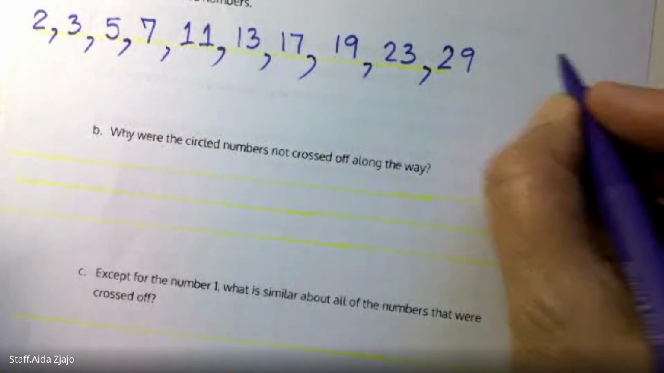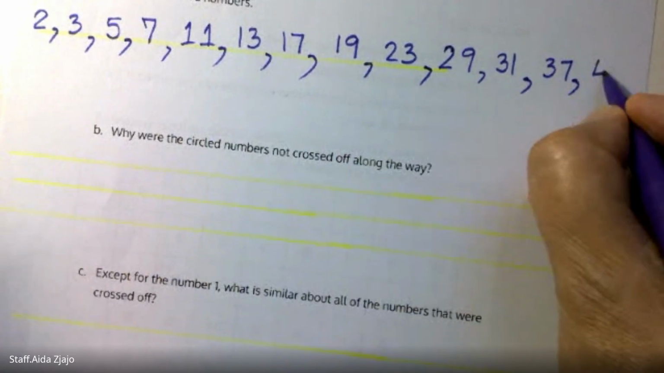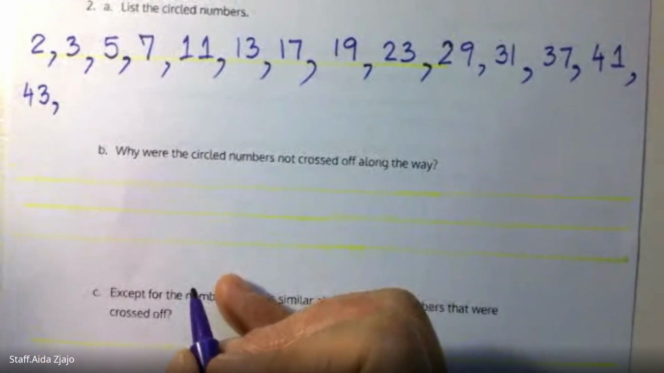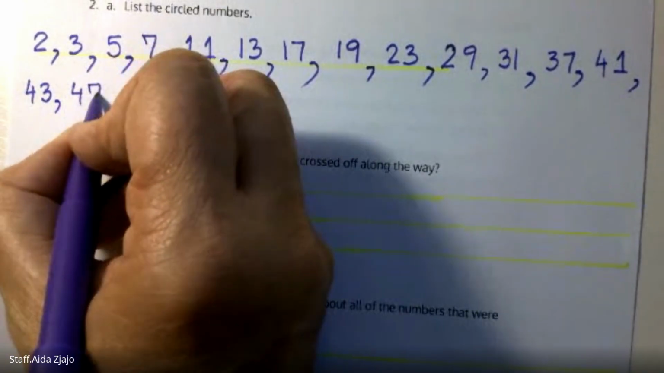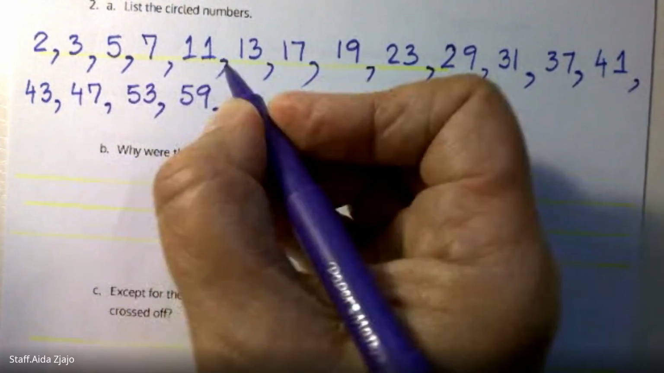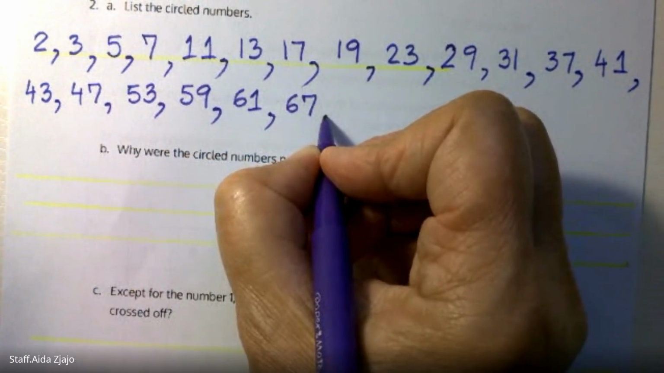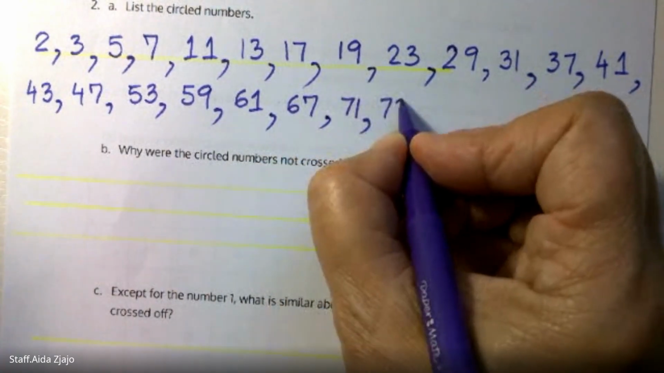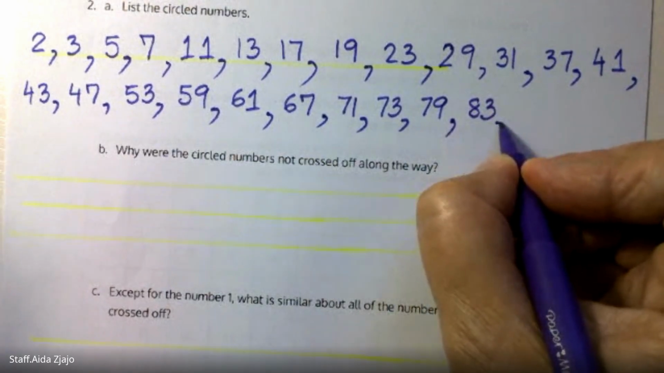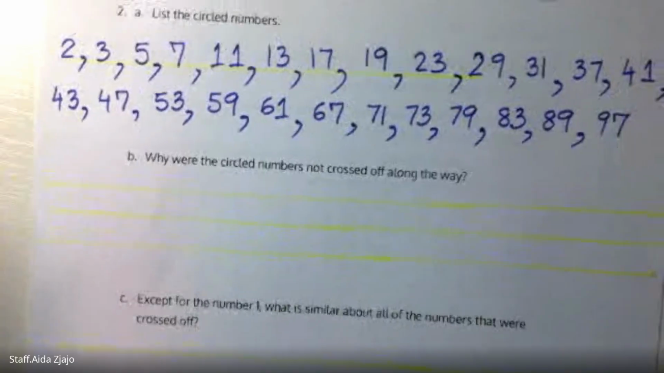29, 31, 37, 41, 43, 47, 53, 59, 61, 67, 71, 73, 79, 83, 89, 97. Okay, so they're all there.